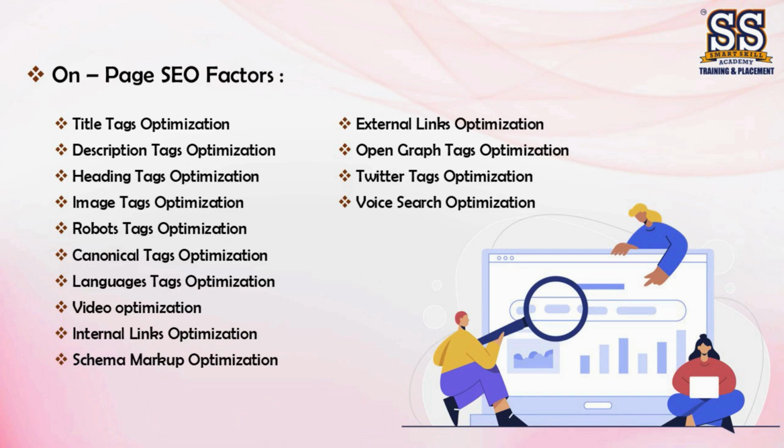External links build credibility by citing authoritative sources. We also focus heavily on social visibility using Open Graph and Twitter tags. These control how your links look when shared on Facebook or X. Finally, we address the future of search, voice search optimization. Since people speak differently than they type, we optimize for natural language and question-based queries. Mastering these factors ensures that your website isn't just online, but is actively communicating its value to search engines and users alike. Let's take a closer look at how to implement each of these.